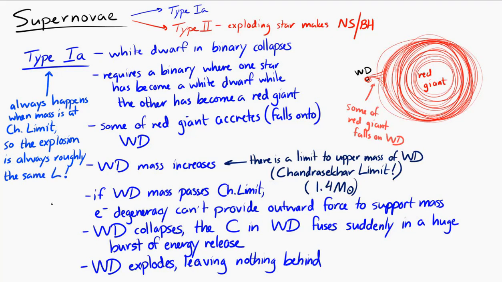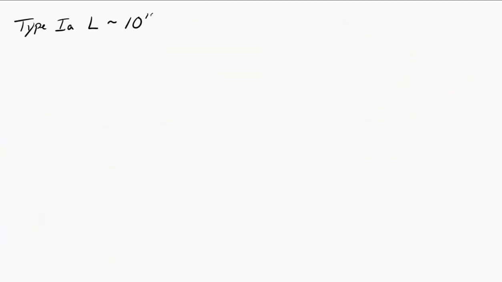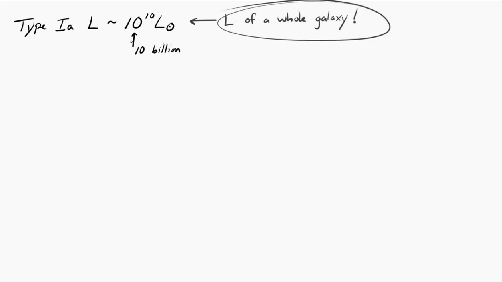If it has the same luminosity, and we know that luminosity, we can measure the brightness from Earth, and if we know the brightness and the luminosity, we can get the distance. Now, the luminosity of a type 1a supernova is about 10 to the 10 times the luminosity of the sun. 10 billion times greater than the luminosity of the sun. That's like the light from an entire galaxy coming from one star. These are very useful when we're looking over very large distances.